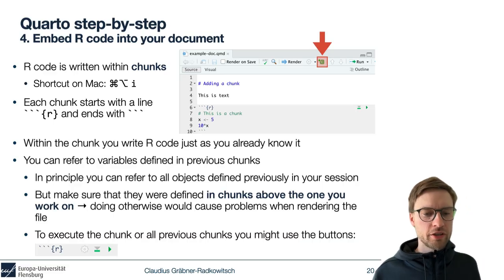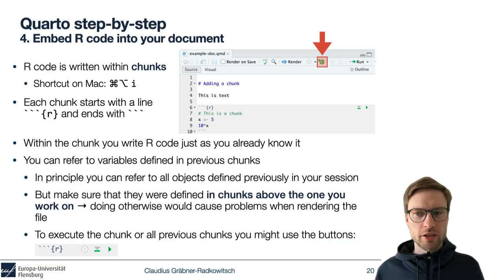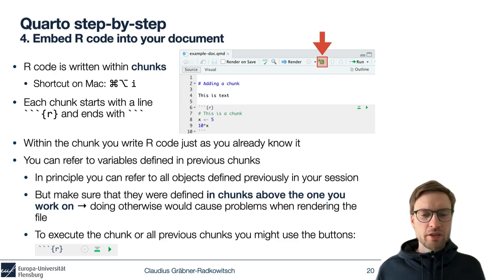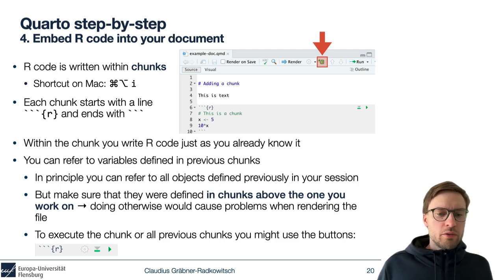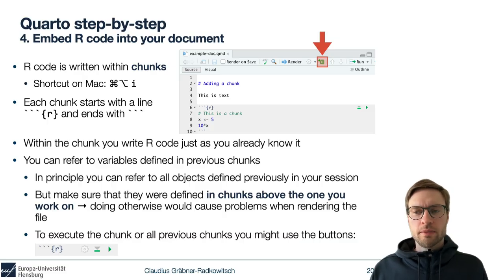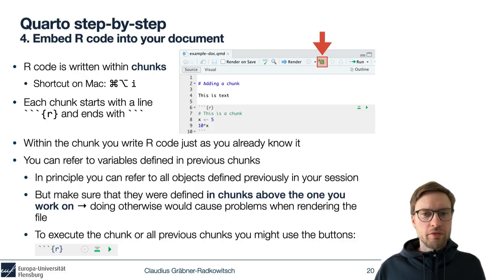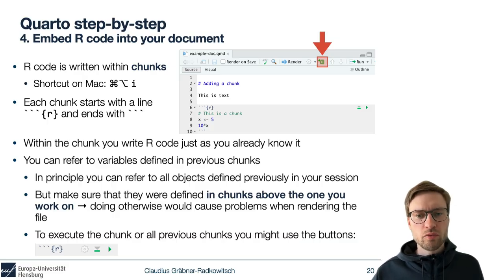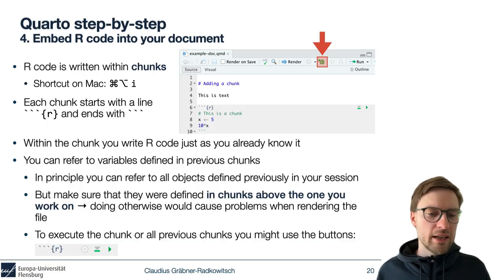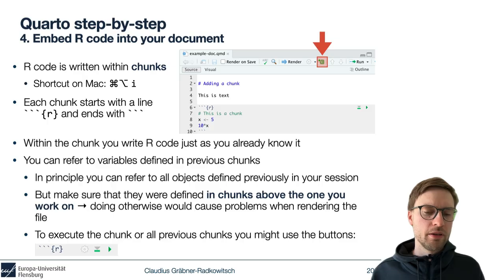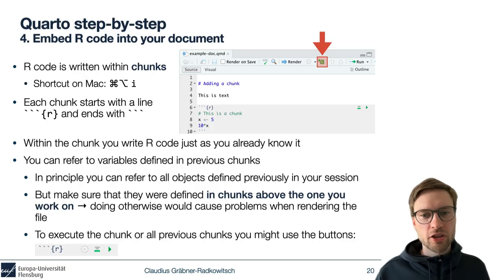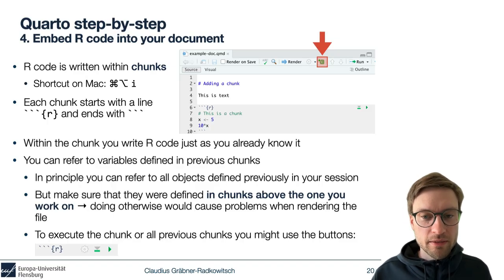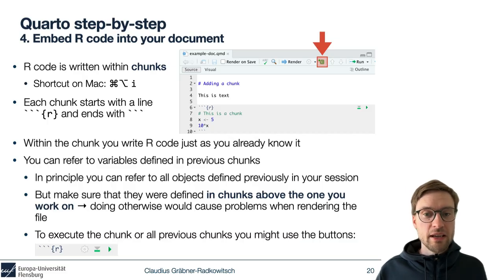To execute a single chunk, you can click on the play button at the top right of the chunk. And if you want to execute all previous chunks, you can click on the button with the arrow pointing to the bottom. This is useful if you, for example, want to see how a chunk would behave when the whole document is rendered from scratch. Then you just restart R, click on the button to the left of the play button, and all the chunks before that chunk will be executed, and you can see how this exact chunk behaves during the rendering process of the document as a whole.